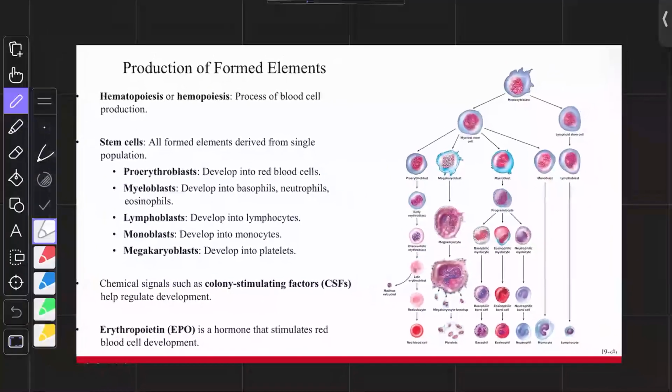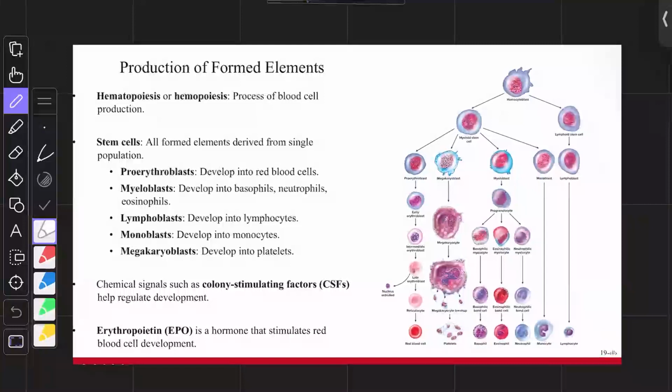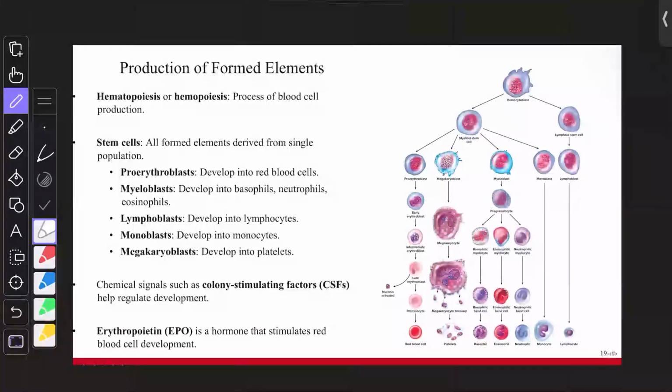All right. Who panicked when you saw this figure? You can unpanic a little. I'm going to tell you exactly which ones you need to know, and we'll talk about it, okay? So first of all, we are talking about production of formed elements. What is a formed element? Things that are where?